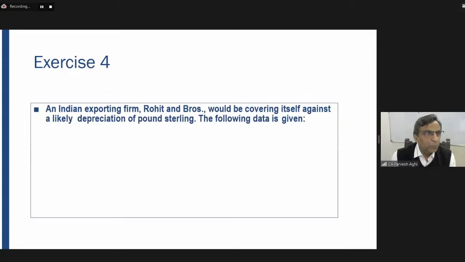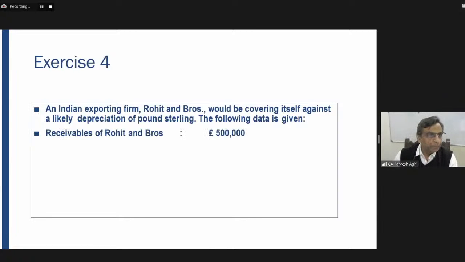An Indian exporting firm, Rohit and Brothers, would be covering itself against the likely depreciation of pound sterling. Now you are an Indian exporting firm, so you would be covering yourself against the likely depreciation of pound sterling. If there is a depreciation of pound sterling, or appreciation of the Indian rupee, you're going to lose as an exporter. So you are going to hedge yourself against such kind of risk.